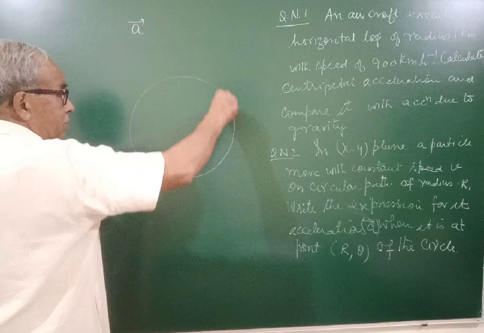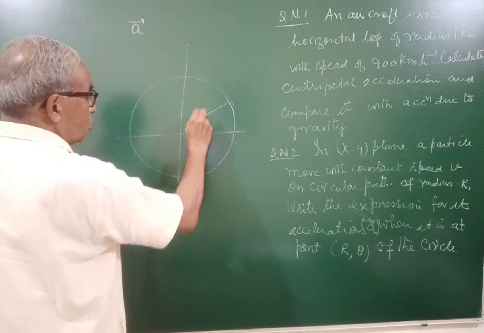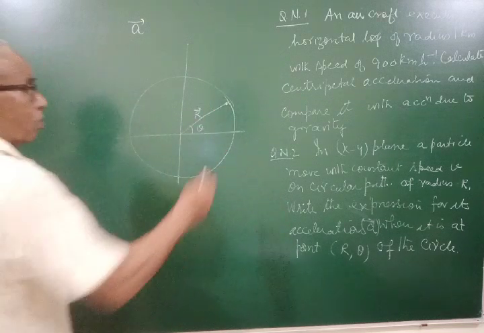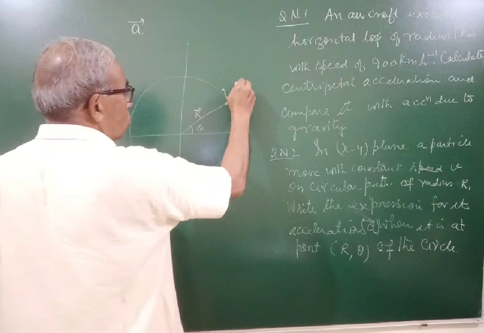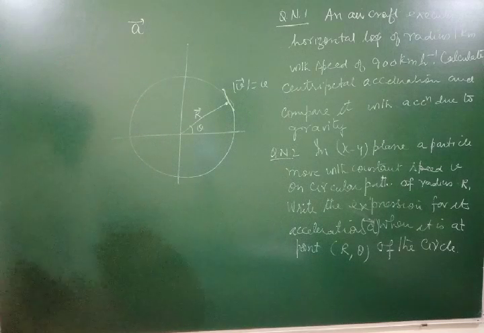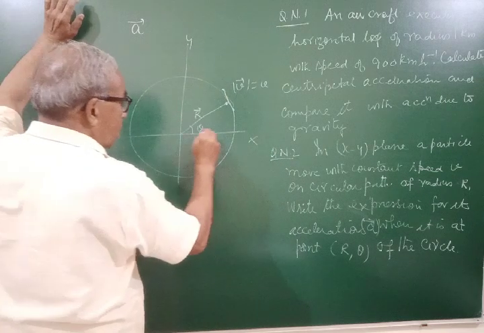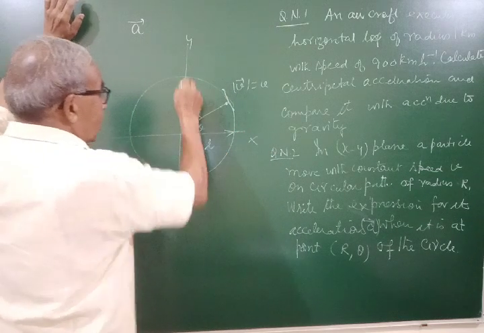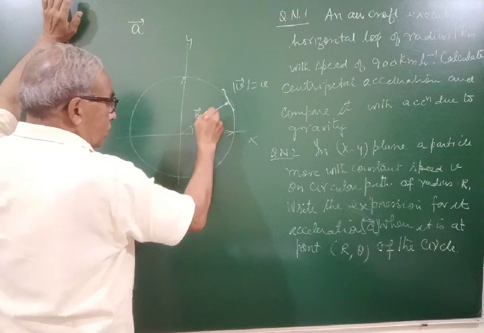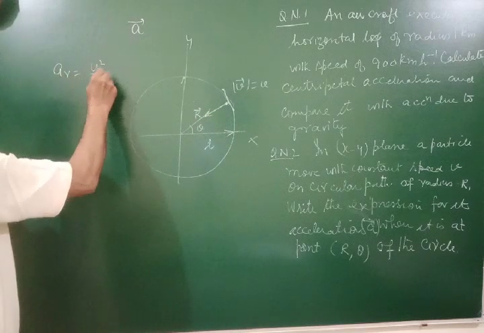In the XY plane, you can show it like this. This is the position vector r and this angle is theta. The velocity is v, the magnitude is v. What is the acceleration in vector form? This is the x-axis, y-axis. We can take i cap unit vector, j cap unit vector. Suppose a_r is this, then its magnitude is v square by r.